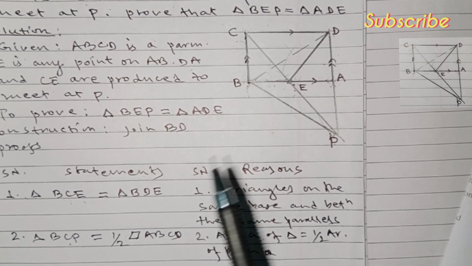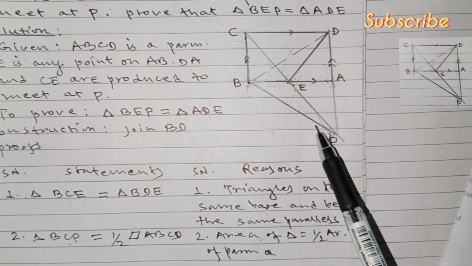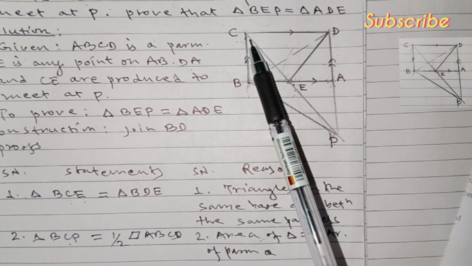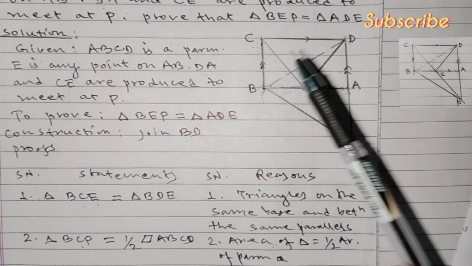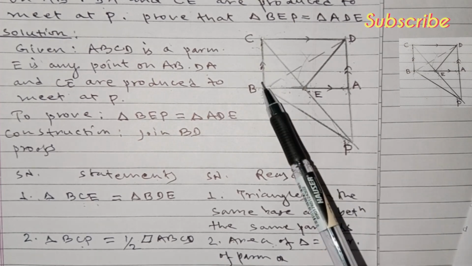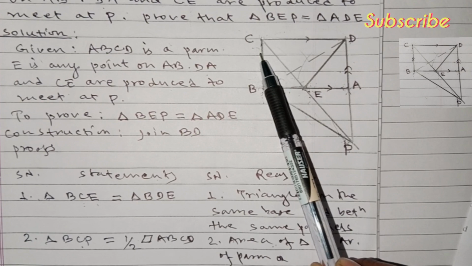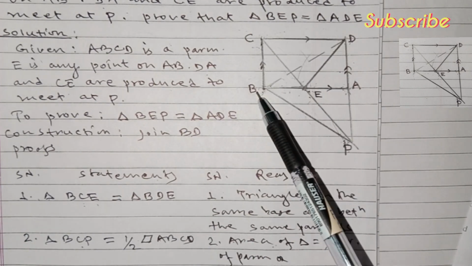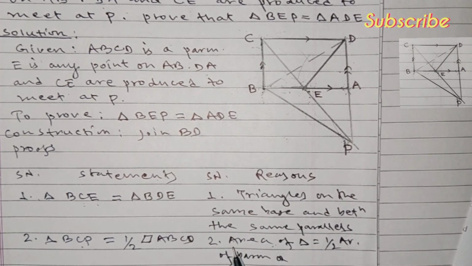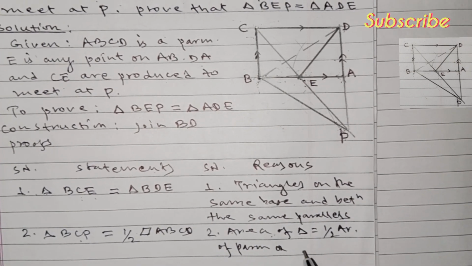Now in statement number 2, triangle BCP is standing on the base BC, and we also have a parallelogram ABCD which has one side BC. So triangle BCP and parallelogram ABCD have a common base, the same base BC. We know that area of a triangle is half of the area of a parallelogram standing on the same base and between the same parallels. So in statement number 2, we take triangle BCP equals half of the area of parallelogram ABCD. The reason is area of a triangle is half of the area of a parallelogram standing on the same base and between the same parallels.